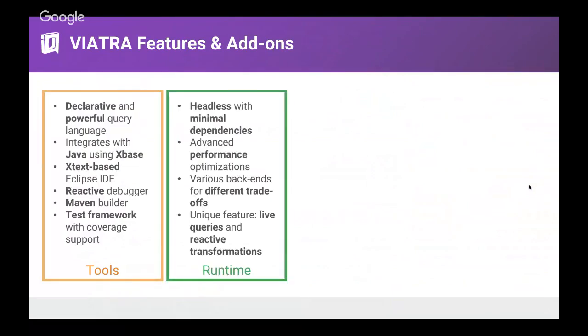So in summary, VIATRA is essentially a very comprehensive set of technologies. On the tool side, we have a declarative and powerful query language, which is based on Xtext and Xbase. I didn't talk about it in this presentation, but VIATRA also has debugger tooling, which is very frequently used in combination with this reactive execution style. We also have support for continuous integration builds implemented using Maven. So if your project is built using Maven, then you can integrate the VIATRA compiler into that toolchain very easily.